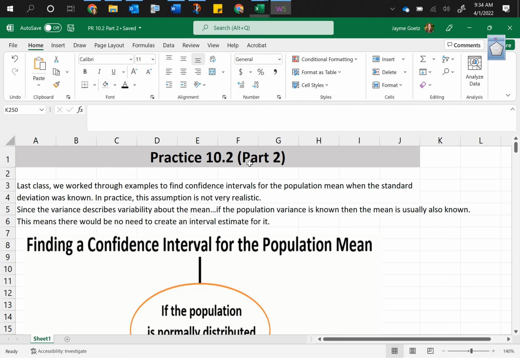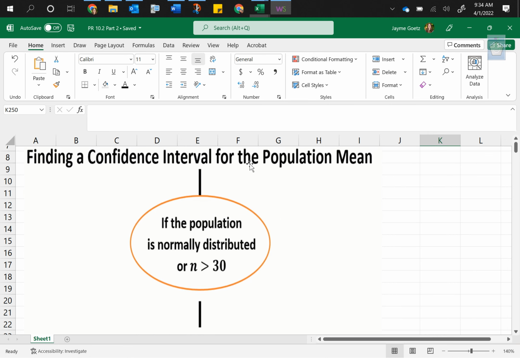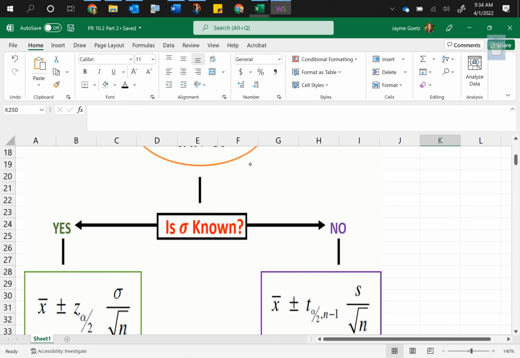So, since the variance describes variability about the mean, obviously, that's the whole point of it, if the population variance is known, then the mean is usually also known, okay? This means there would be no need to create an interval estimate for it. So today, we are going to work on finding a confidence interval for the population mean, but this time if sigma is not known, because that's more realistic. That's the type of thing that you're actually going to run into.